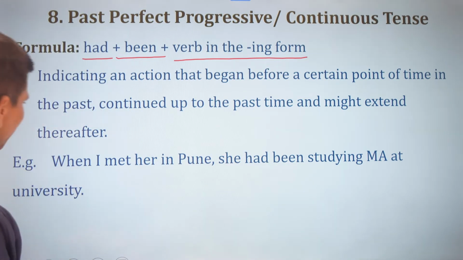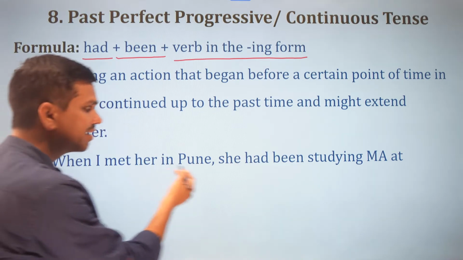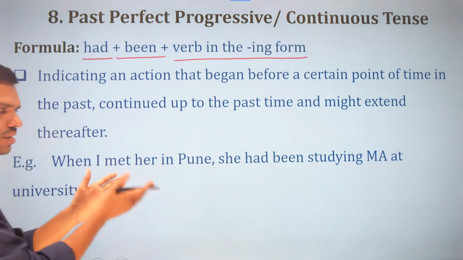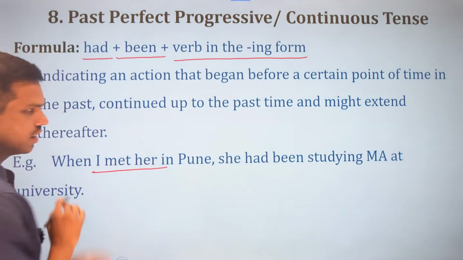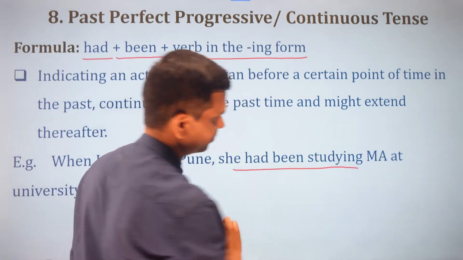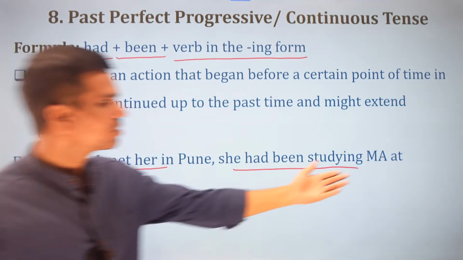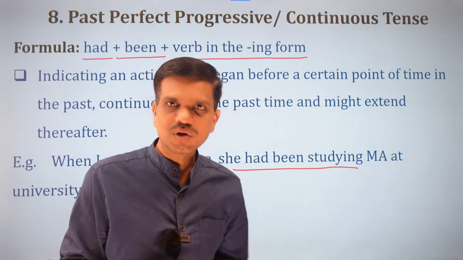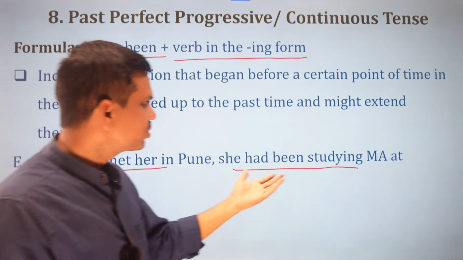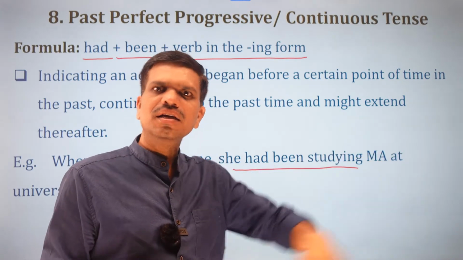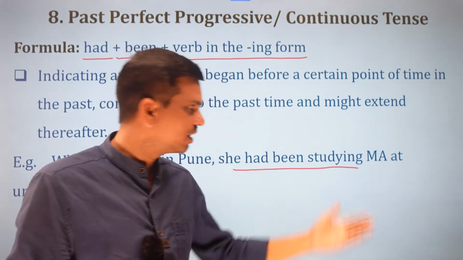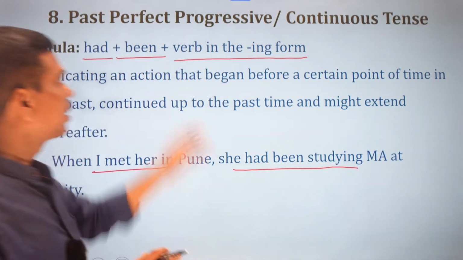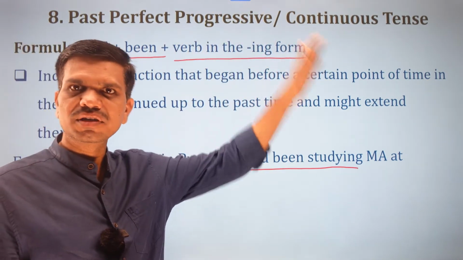Now here we have an example to understand it. When I met her in Pune, she had been studying MA at university. Now how is this tense used? When I met her in Pune, it is in simple past. She had been studying MA at university. Now this action has not been completed, or we don't know whether she has completed MA or not. But what we know is she had been studying there. It may be possible that she is still studying her MA in the university. So at this time this tense is used, past perfect progressive or past perfect continuous tense.